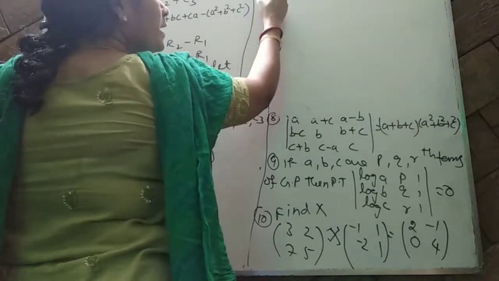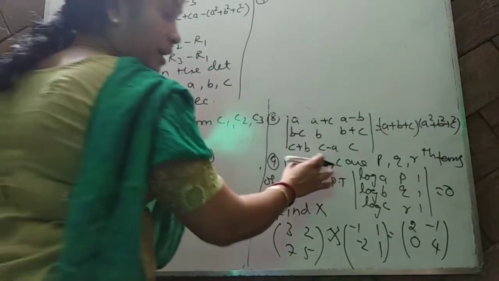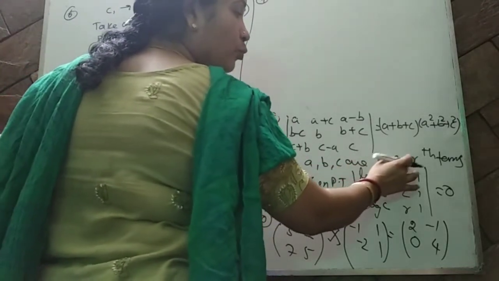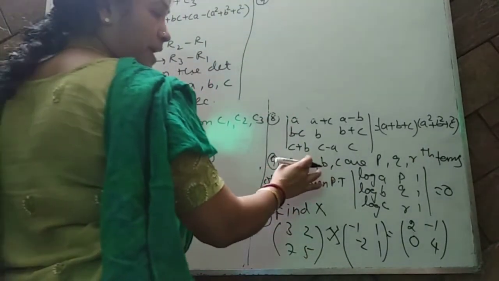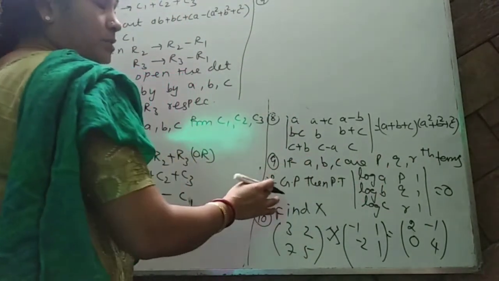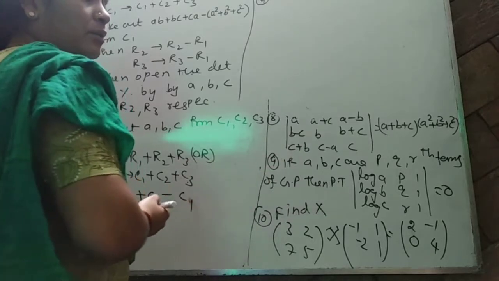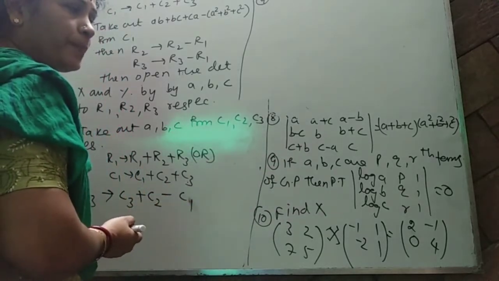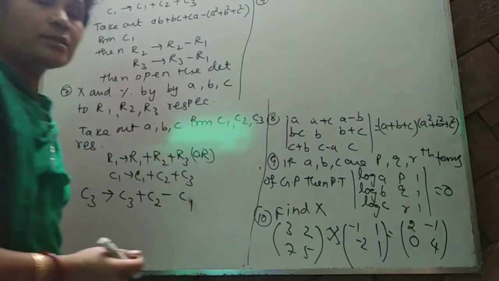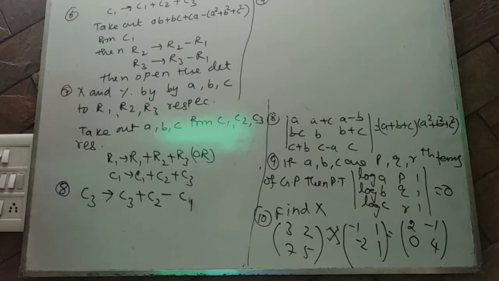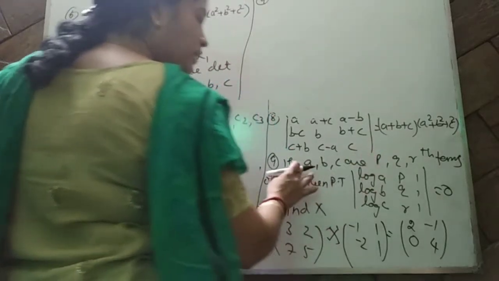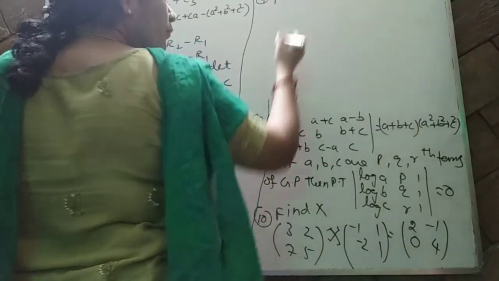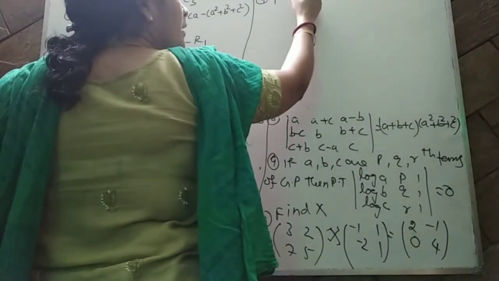The 9th one, see, they are saying A, B, C are the Pth, Qth, Rth terms of a GP. So what is the formula? What is the formula for the nth term of a GP? A R power n minus 1. Exactly, better. The Pth term is A.